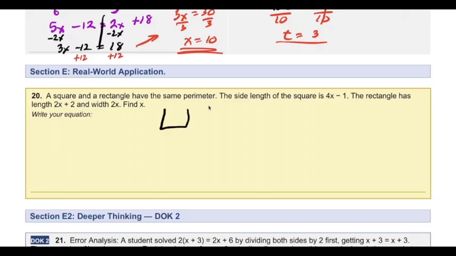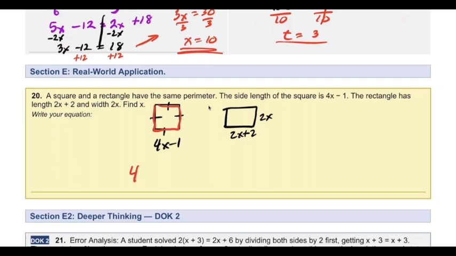So my square has this, that's an ugly square. So there's my square. All these are the same. And this is 4x minus 1. And then my rectangle is 2x plus 2 and 2x. And they have the same perimeter. Now the perimeter of my square, add all those around, it's going to be 4 times 4x minus 1.